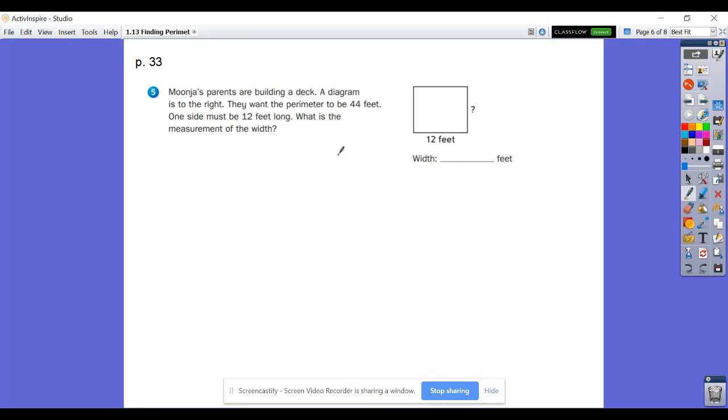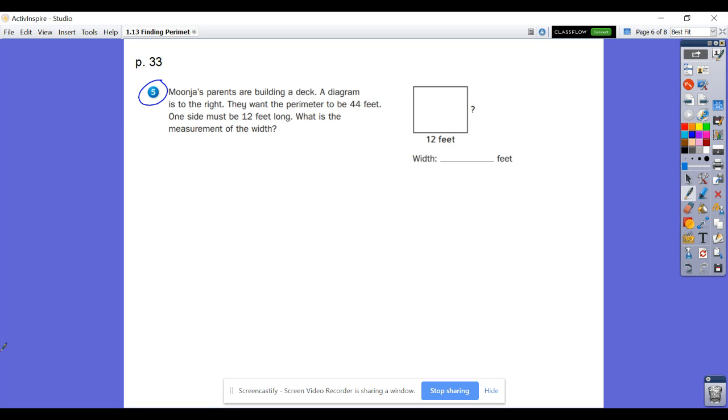Follow along as I read. Munja's parents are building a deck. A diagram is to the right. They want the perimeter to be 44 feet. One side must be 12 feet long. What is the measurement of the width? So, ladies, circle number 5 if you haven't already. Circle it so you know you're with me.